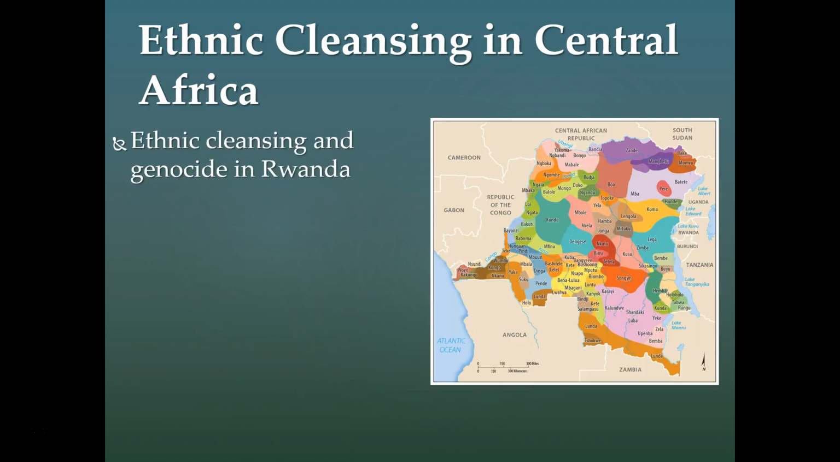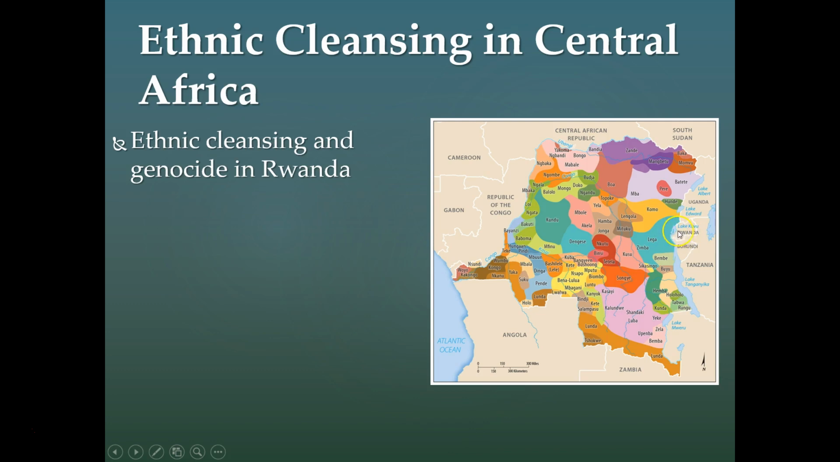So Central Africa, there's been other issues as well, not just Sudan. Rwanda has one of the worst genocides and ethnic cleansing in all of history. This is in the early 90s. If any of you have seen the movie Hotel Rwanda or heard of it, it actually documents this. So this map, look at all these ethnicities. Whew. So this is the Democratic Republic of the Congo.